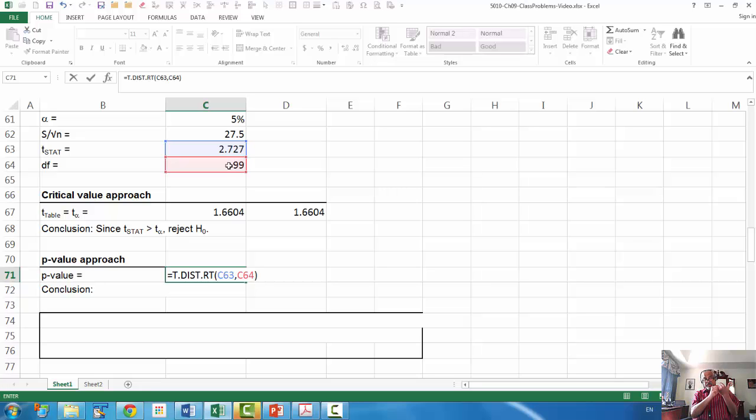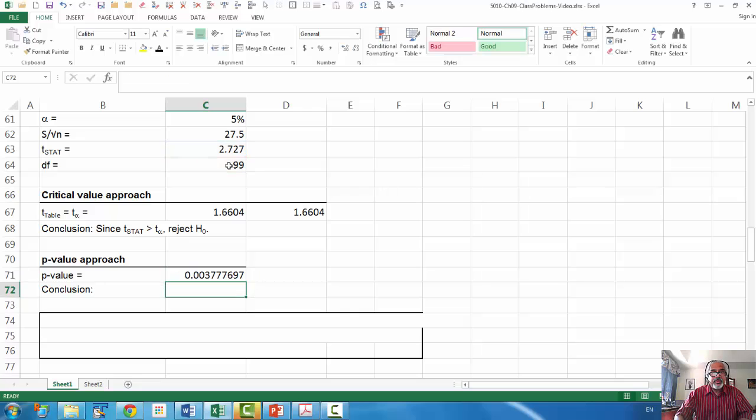T.DIST will give you the cumulative probability, which is good for the left-side tail. T.DIST.2T will give you a two-tail test p-value. Whereas T.DIST.RT will give you the p-value for a one-tail test on the right side. So that's your p-value. Let's make that into a percentage. Since the p-value is less than alpha, we reject the null hypothesis.